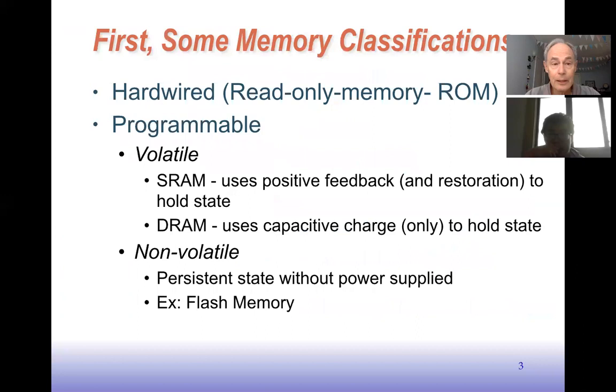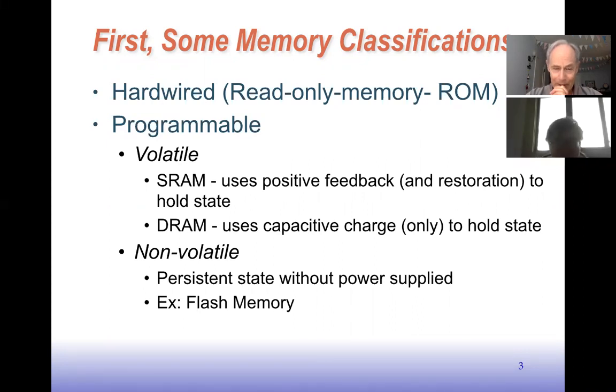So here we go. First, some memory classifications, just to define some terms. When it comes to large memory blocks, they really come in two different styles. There's hardwired memory, which is read-only memory. This is memory that can't be changed. It's typically configured, or the contents of the memory is determined, when the chip is fabricated. Okay, so this is read-only memory. You can't write it. We're really not going to talk about that here. We're going to talk more about programmable memory, and this is read-write memory.